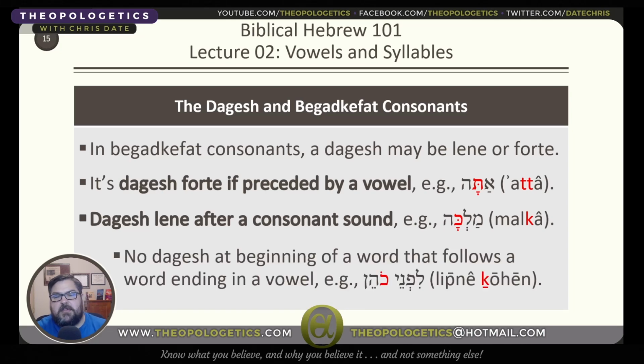And then it's worth observing that there is no dagesh at the beginning of a word that follows a word ending in a vowel. So in the Hebrew here, in this bullet point, it's lifnei kohein, and the previous word, lifnei, means, by the way, in the presence of a priest or in the face of a priest. Lifnei ends in a vowel sound, and so the kaf, which is a Begadkefat consonant, at the beginning of the word kohein, does not have a dagesh in it. All right?